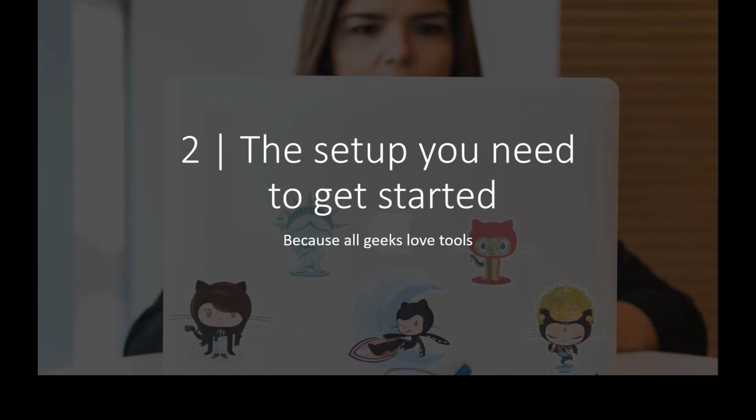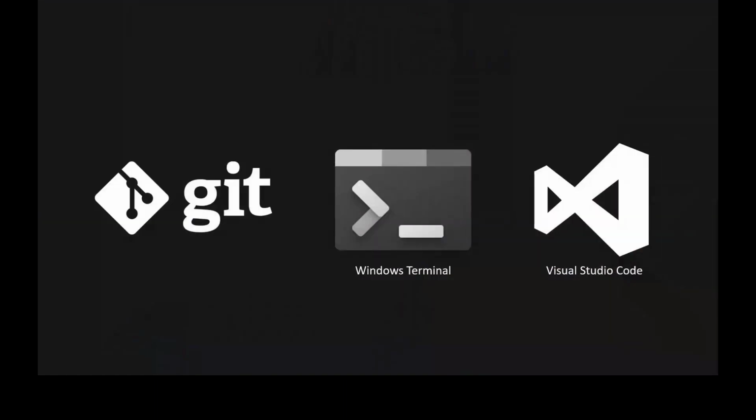Okay, so before we dive into the demo and have a look at some basic Git commands, let's look at the tools you need to get started with Git. And we're all geeks, so we love tools, right? What I install on my system to get anything done with Git are these three tools. Now, on the left-hand side is Git itself. You can download Git from the internet. It's free. It's open source, as we already said.